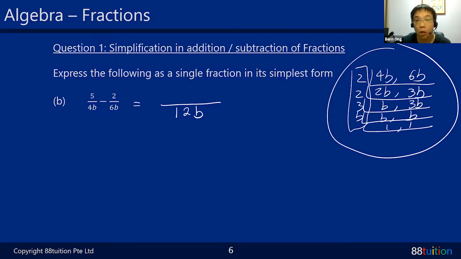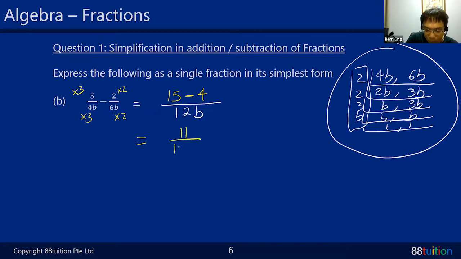So 12b is your common multiple. Ask yourself, for the first fraction with 4b, how do I get to 12b? I need to times 3. So if down here times 3, on top also needs to times 3. For 6b, how to get to 12b? Down here times 2, on top needs to times 2. Correct? So 3 times 5 is 15 lah. The minus goes down here, and 2 times 2 is 4. That's why many of you got the answer. Very good job. This is the answer. Excellent for those who got it.